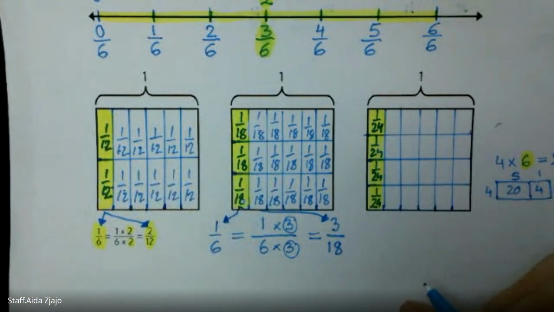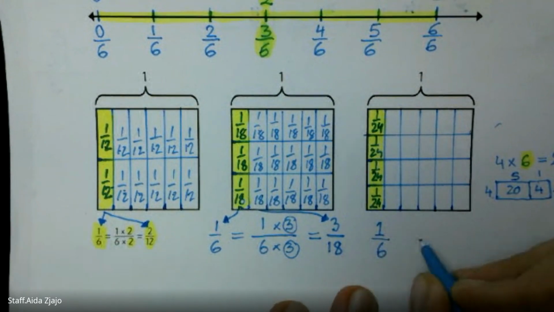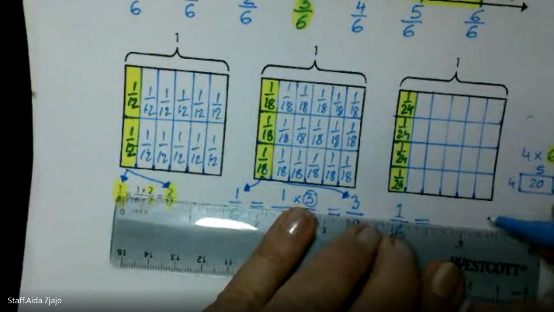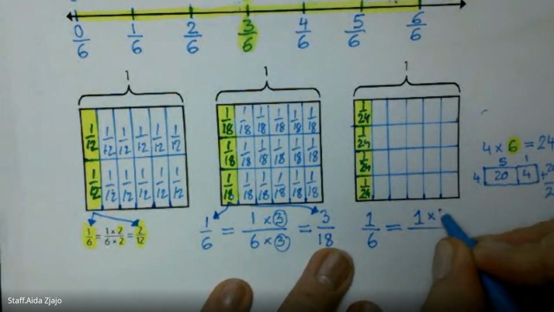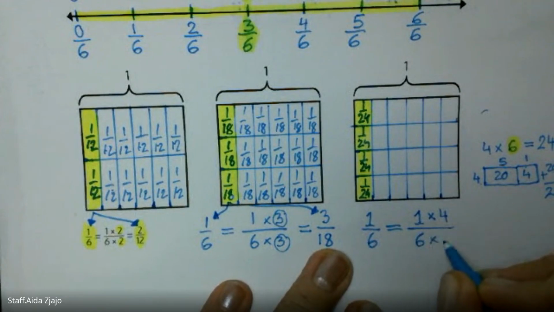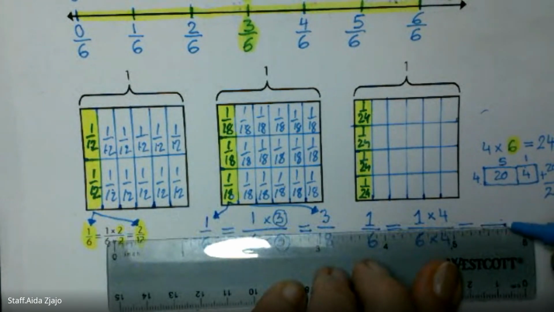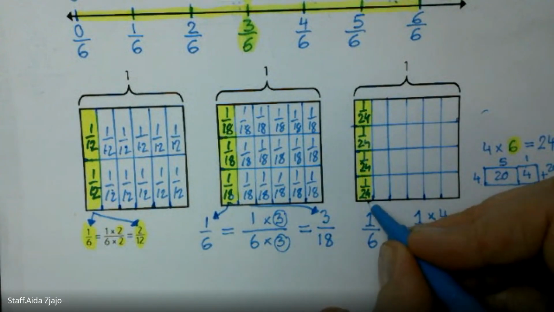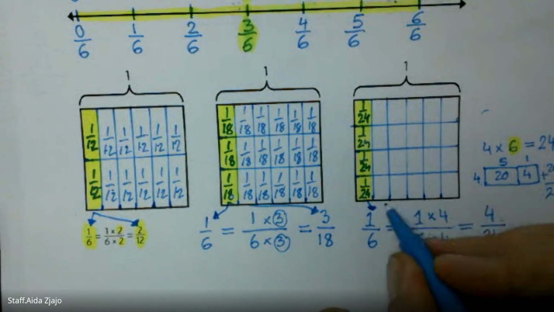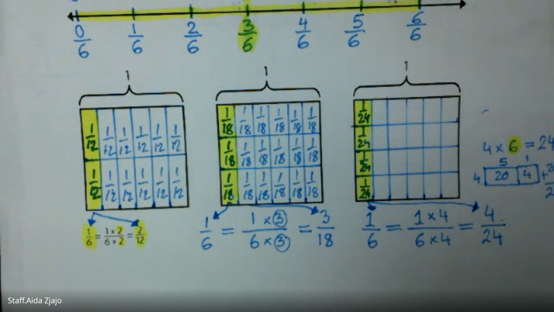So how does that look as a math sentence? 1/6, if you multiply the numerator by 4 and the denominator by 4, your fraction will not change. It will just be equivalent to 4/24. So 1/6 is the same as 4 out of 24 pieces.